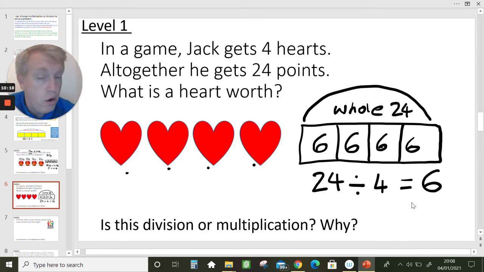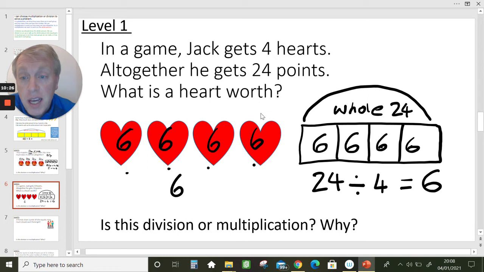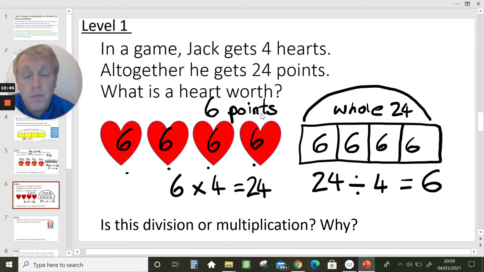If we start looking back here, we could say 6 points for this heart, 6 points for this heart, 6 points for this heart. I can check it. Each heart is 6 points. There are 4 of them. 6 times 4 is 24. Whew. What is a heart worth? If I answer my own question, it is worth 6 points. Okay. Let's have a go.